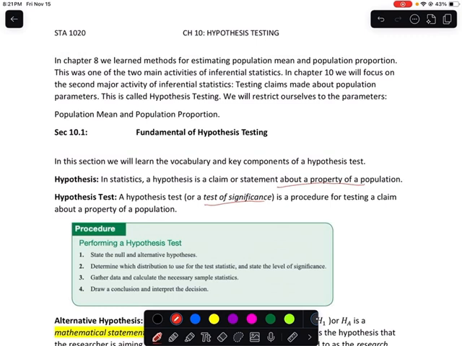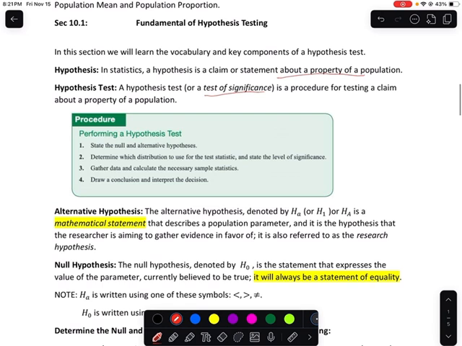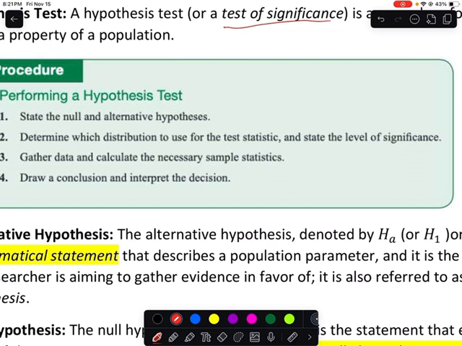So what is the procedure? There are four main steps, but we have to go into details of this test, which we will do as we do the examples. First thing is to state the null and the alternative hypothesis. So you have to first understand what is a null hypothesis and what is an alternative hypothesis and how we write them. Then determine which distribution to use for the test statistic and state the level of significance.